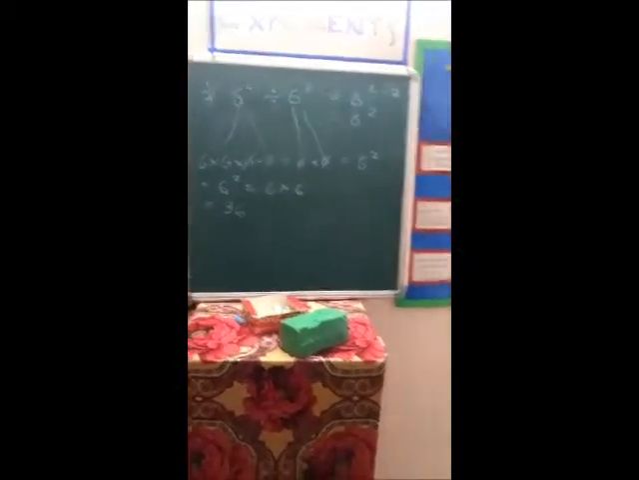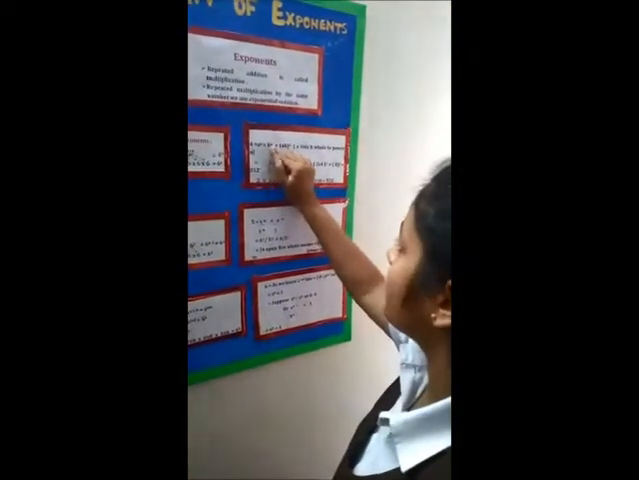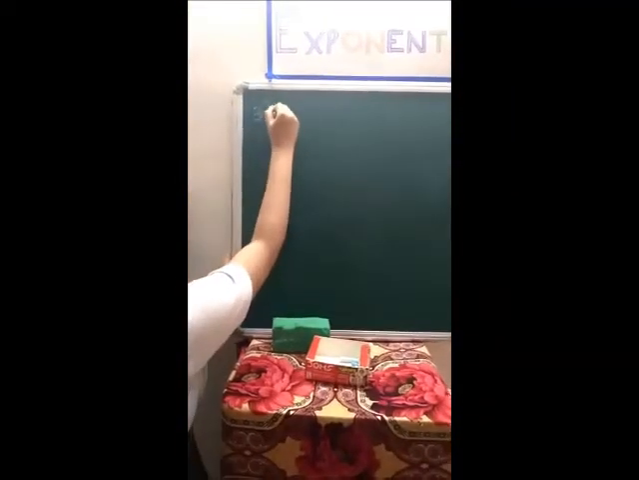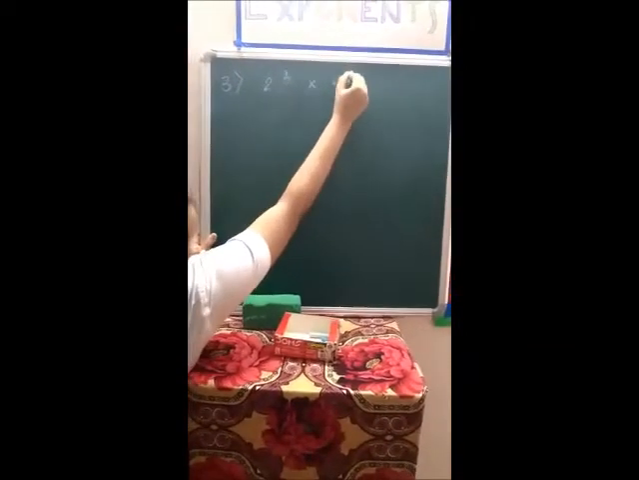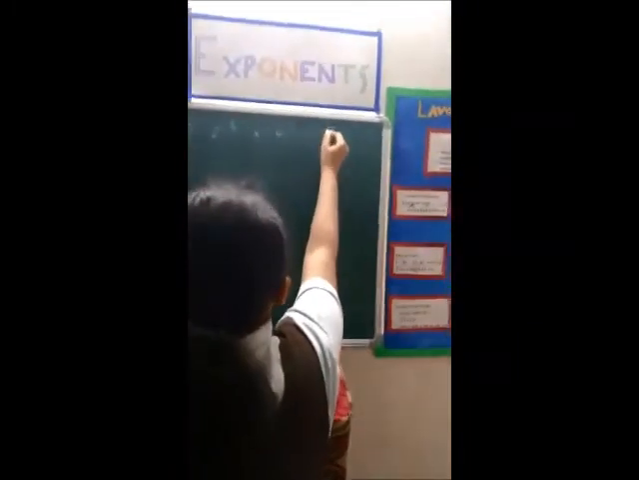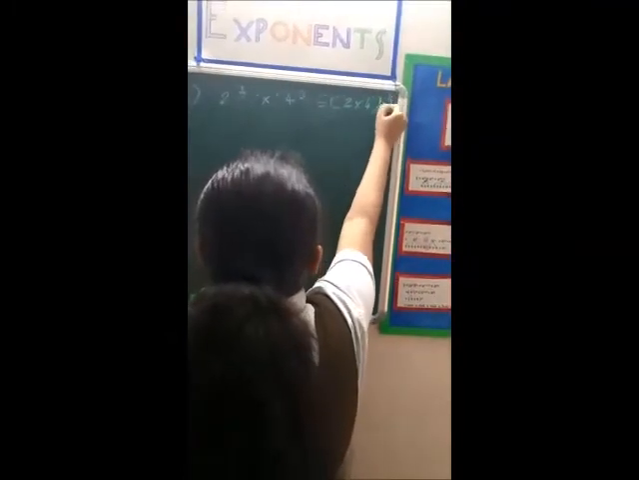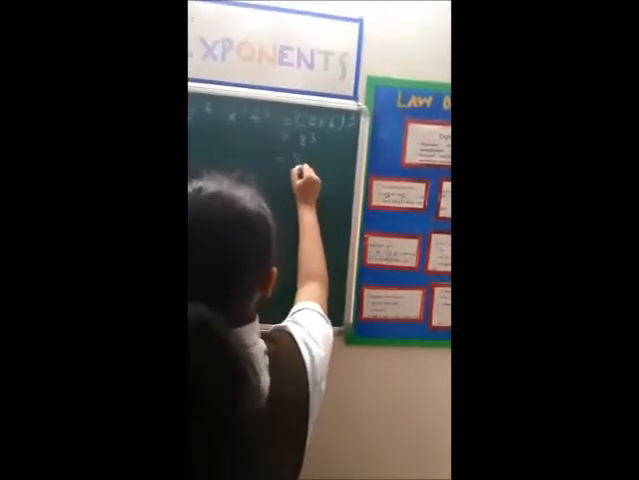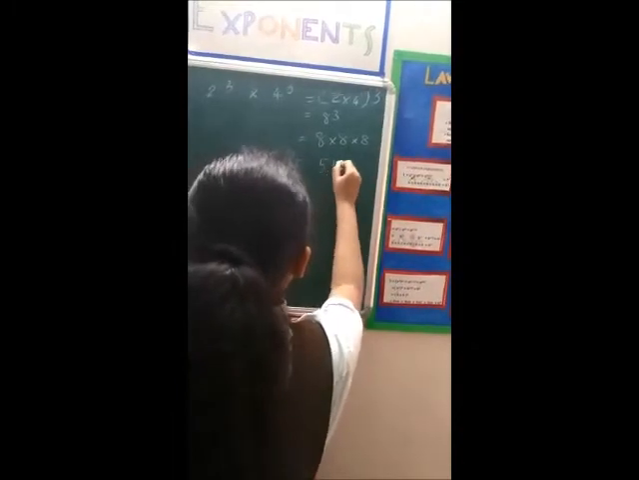Hence proved. The third law: if a power n multiplied by b power n equals ab whole to power n. For example, 2 power 3 multiplied by 4 power 3 equals 2 into 4 whole to power 3, means 8 power 3. That is equal to 8 into 8 into 8. That is equal to 512.